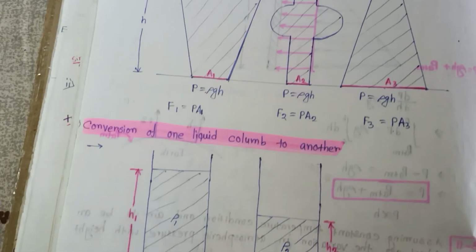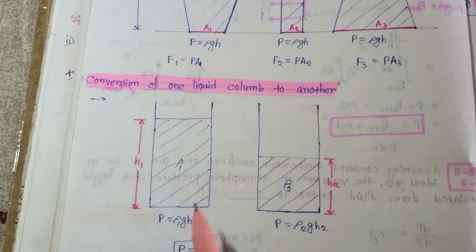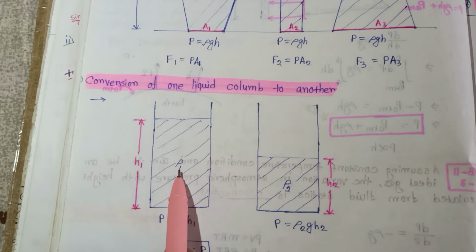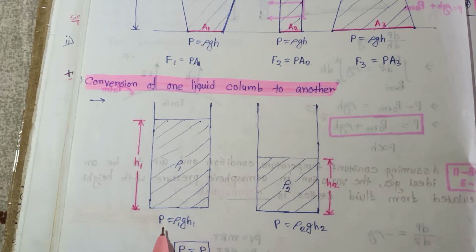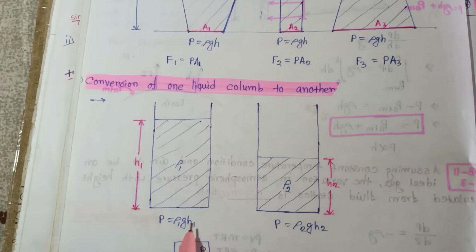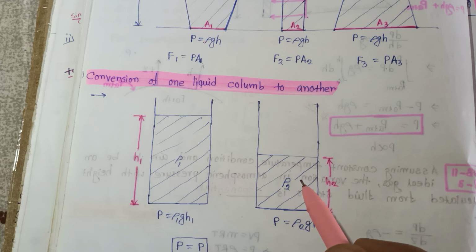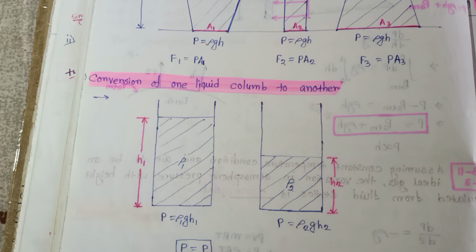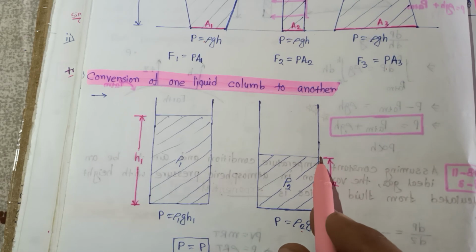Now the next topic is conversion of one liquid column to another. Here there is a static fluid, and the density of the static fluid is ρ1 and the height h1. If you want to calculate the pressure, P equals ρ1 into g into h1. Now there is another fluid, suppose its density is greater than ρ1. The pressure is equal to ρ2 into g into h2. h2 is the distance from the bottom to the top of the fluid.